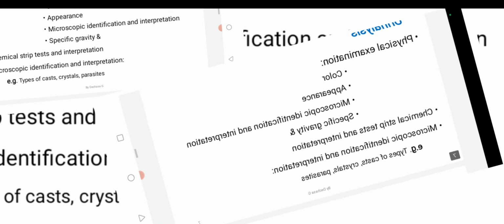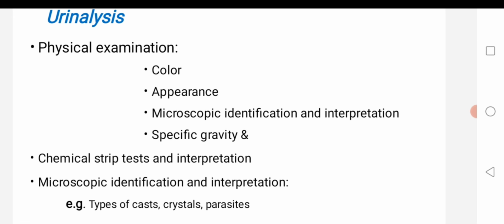The next, the last one, is urinalysis. The urinalysis section is usually given under clinical chemistry, but sometimes it may be separate, given on its own. So on urinalysis, we may be asked to do the physical examination of a urine sample. We may be asked about the color, appearance, microscopic identification and interpretation, and also specific gravity.